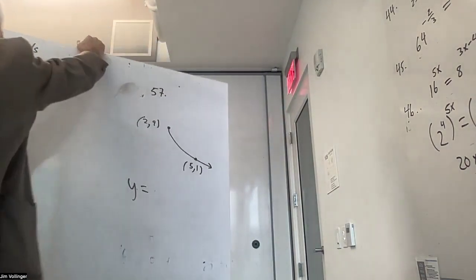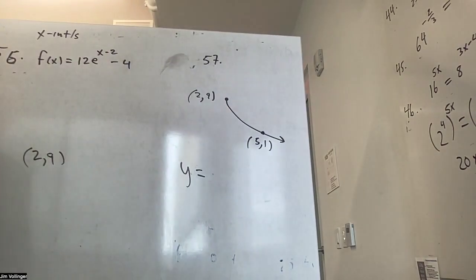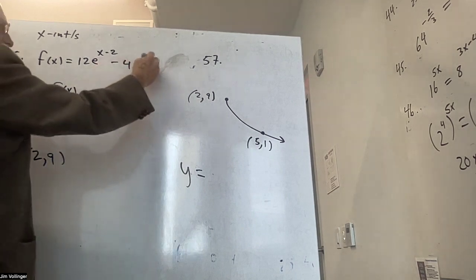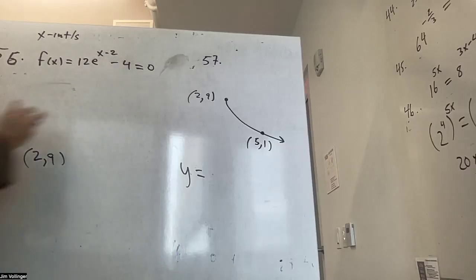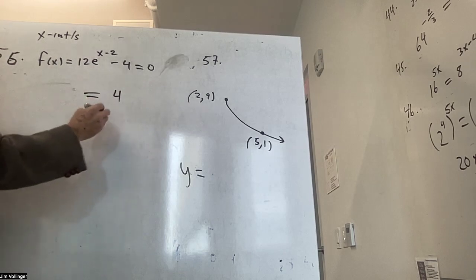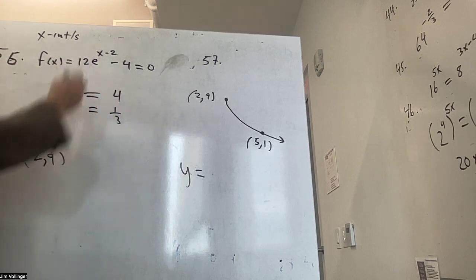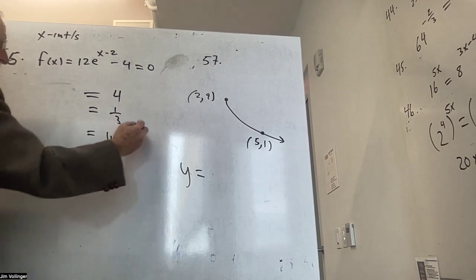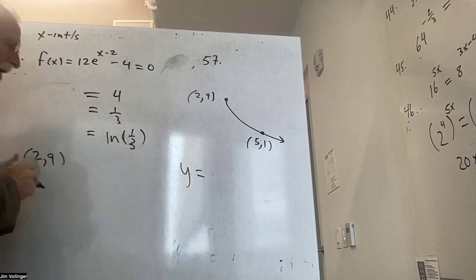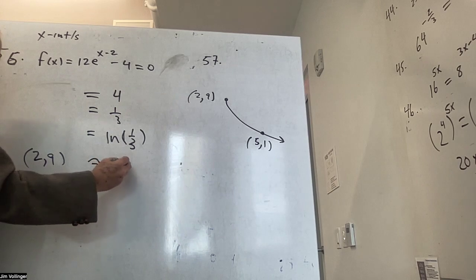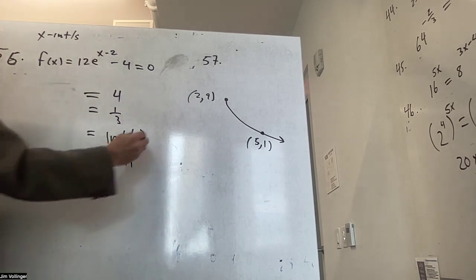More reps. F of x, x-intercepts. How do you find an x-intercept? You let your y, which is another way of naming f of x, equal 0. So set this to 0. Boy, this should sound like a familiar refrain. What's the first thing I'm going to do? Add 4. What's the next thing I'm going to do? Divide by 12. What's the next thing? The inverse of e is ln of. I'll get my exact answer here, but I am asking you to know that that's approximately -1.1. And the last thing I'm going to do is add 2.